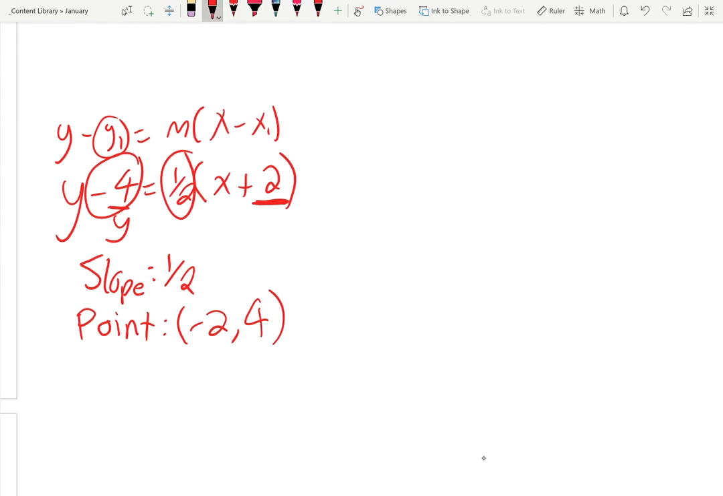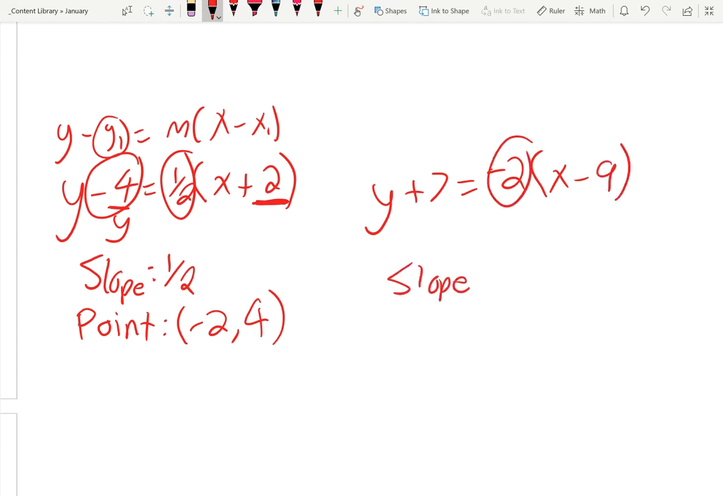So let me give you a few more. y plus 7 equals -2 times x minus 9. In this case, the slope would be this -2. And then the point on here is going to be +9, -7. +9 is our x, -7 is our y. Again, it's going to take some getting used to the fact that it's kind of opposite from how it appears, but you'll get used to it.